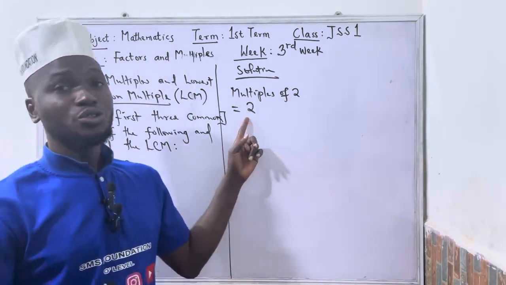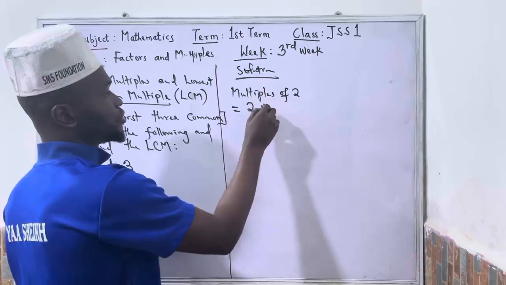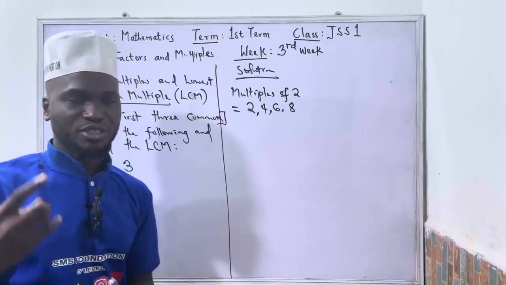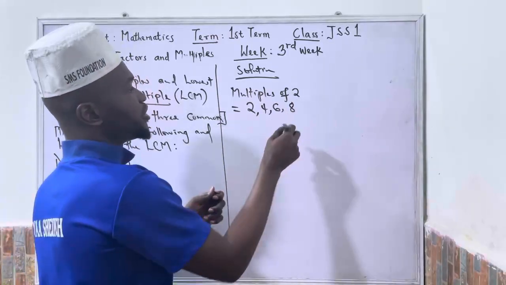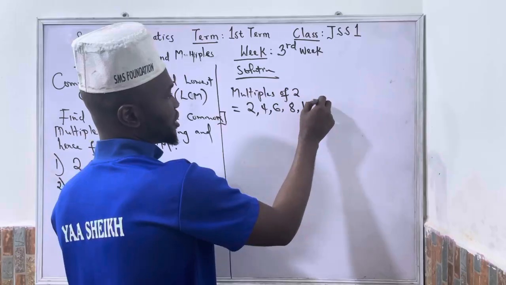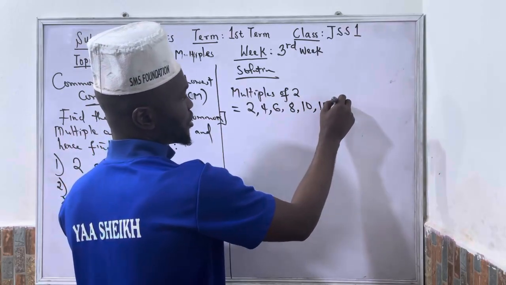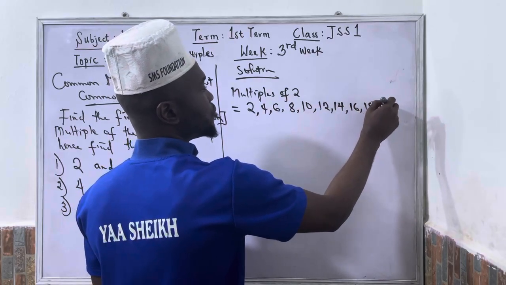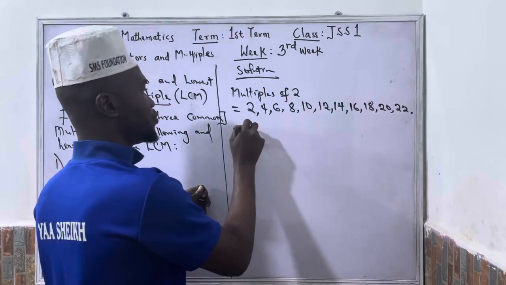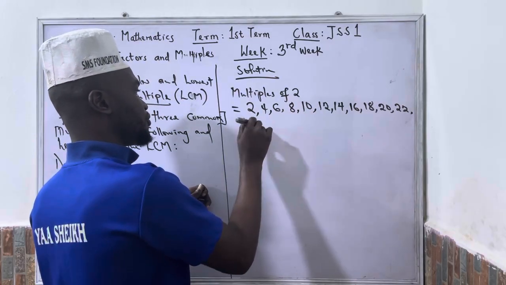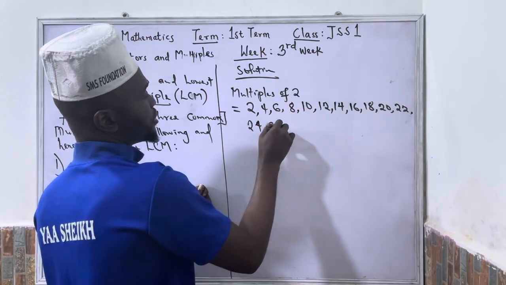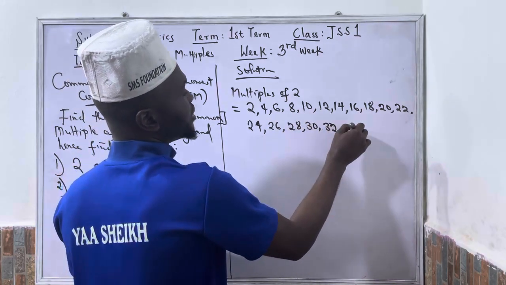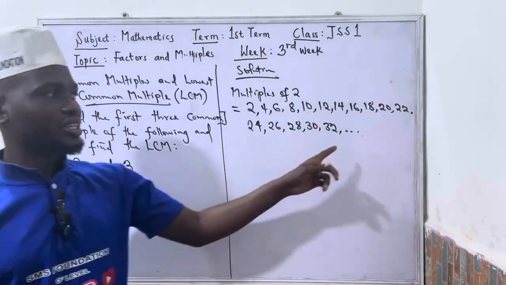2 times 1, 2. 2 times 2 will be 4. 2 times 3 will be 6. 2 times 4 will be 8. Even if you can't remember the times table, just keep adding 2. So 8 plus 2, that will give you 10. Plus another 2, that will give you 12. Plus another 2, that will give you 14, 16, 18, 20, 22, 24. You keep adding 2, 26, 28, 30, 32, and it continues like that. So you can't get to the end.